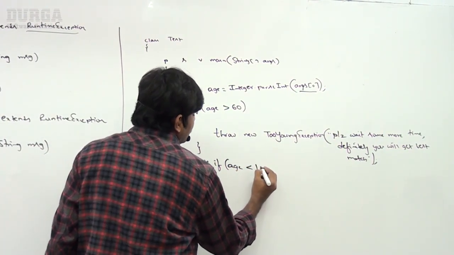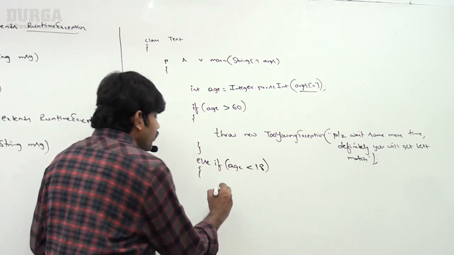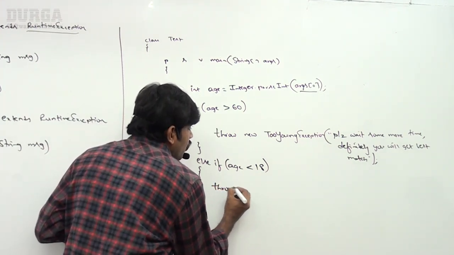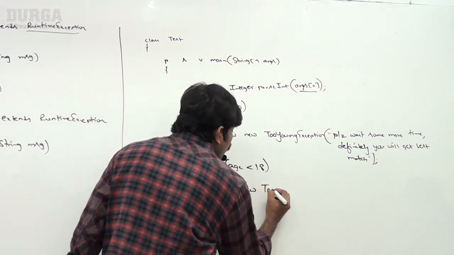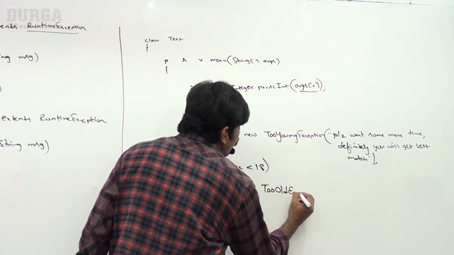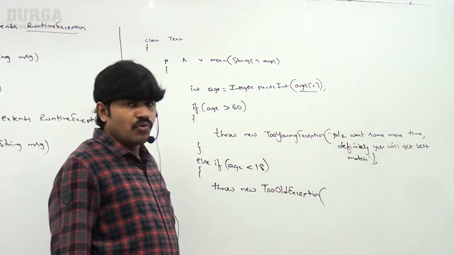Else if age less than 18 years, throw new TooOldException, because for less than 18 years I won't provide support, sir.